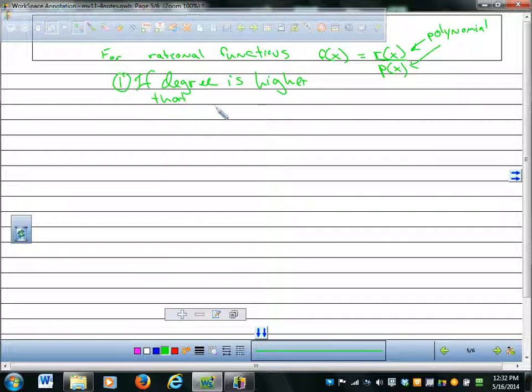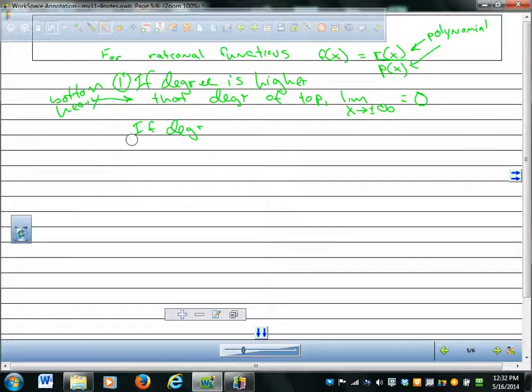Then the limit as x goes to plus or minus infinity is equal to 0. Okay? They call this bottom heavy. Bottom heavy, right? Because the bottom. So for example, let me give you an example.